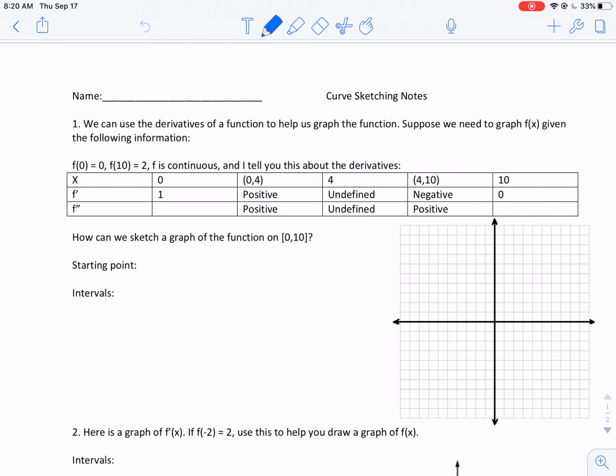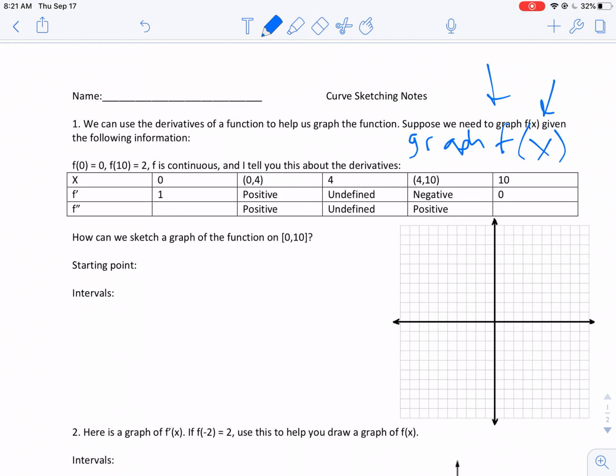Good morning, guys. So our topic for today is to do curve sketching. So what we're going to do is try to take all the information that we've learned about the first and second derivatives and use that to help us sketch a graph of f of x. Now, we don't have an equation for it, so we're not really looking for perfection. We're just trying to get the general categories and shape of the graph.